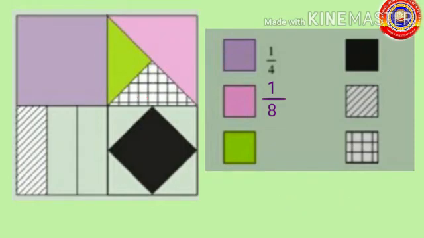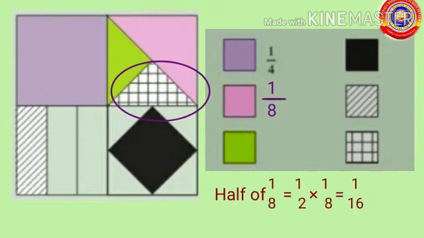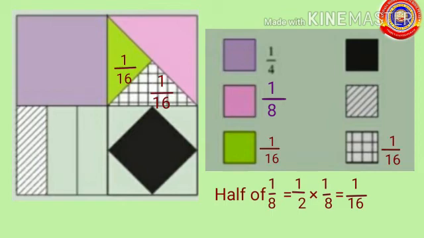Now find out how much of the whole square is this green part and this shaded part. These two parts form half of the 1 by 8 part. Half of 1 by 8 is equal to 1 by 2 into 1 by 8. That is equal to 1 by 16.